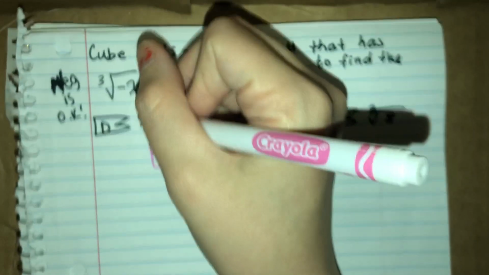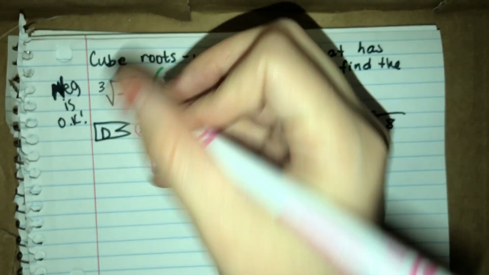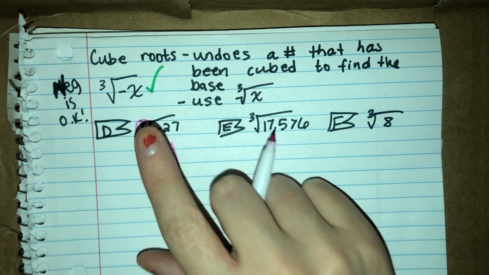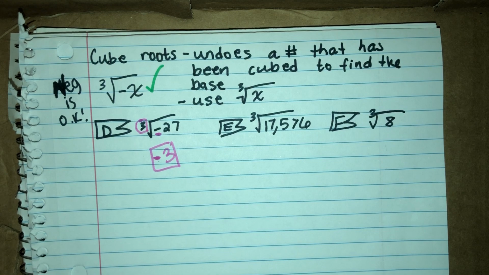Notice how cube roots have this little number with a 3 on the outside. That's telling you that's a cube root. If it's not there, you assume that it's a square root.